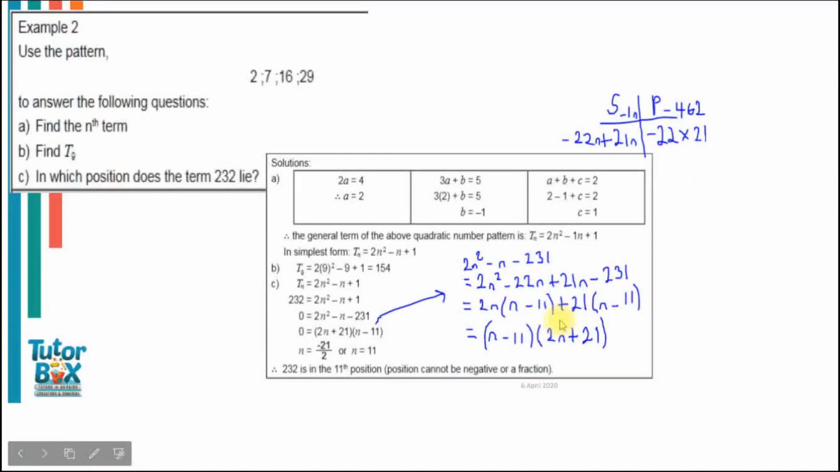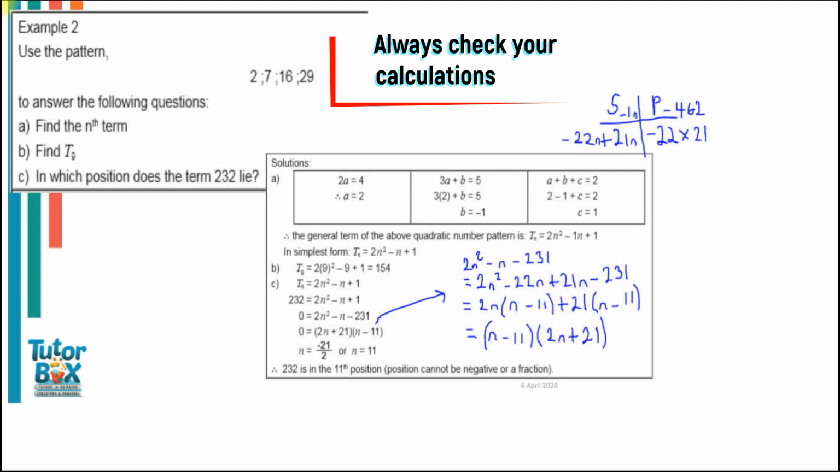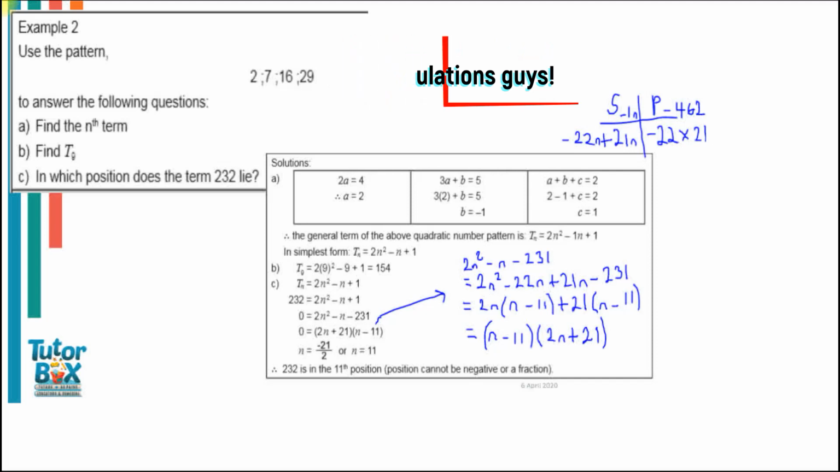Okay, so now let's look at that example. This should be the last example for that part. So it says use the pattern 2, 7, 16, and 29 to answer the following questions. Find the nth term. Find the 9th term. In which position does the term 232 lie? Okay. So first, let's check what the difference is. Is there a common difference, or is it a quadratic, arithmetic? What are we talking about?